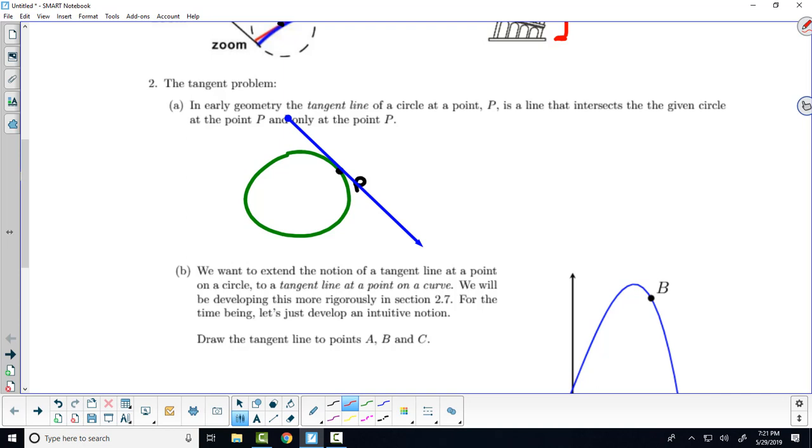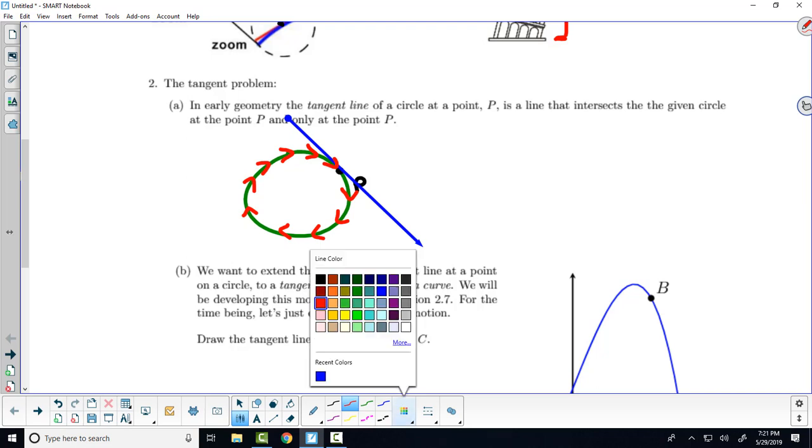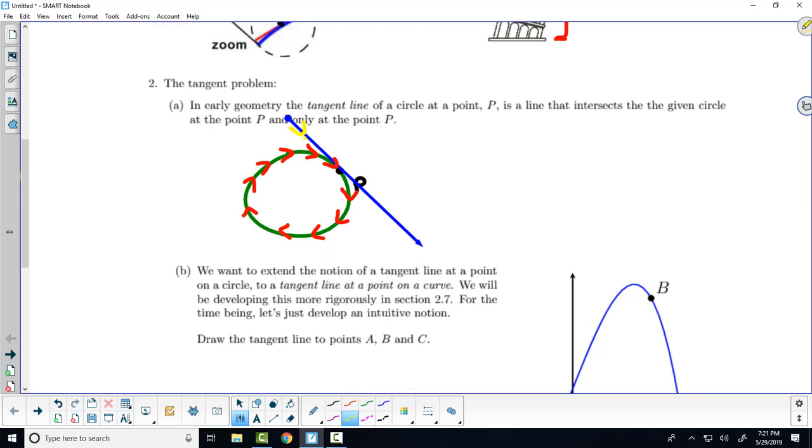And what I'd like to do now is add some directional arrows to this circle. Let's say we were moving in a path along this circle, and I just put some arrows there to show the direction of that path. Well, let's now look at that point P, and on what we're claiming is the tangent line, let's go ahead and put more of those directional arrows. What do we notice about the directional arrows at the point P?